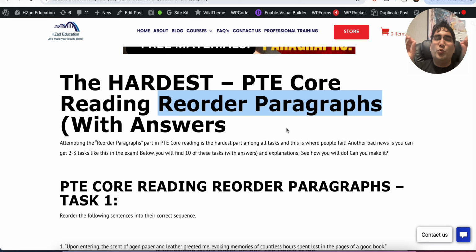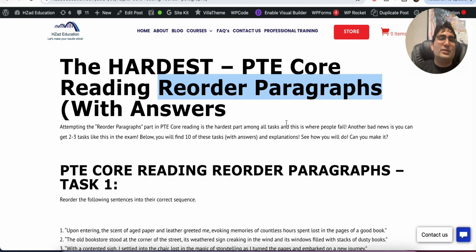This task, reorder paragraphs, is the hardest task. People always lose marks here, they always struggle here, and this task alone is the reason why people are saying that reading is one of the hardest modules, if not the hardest.